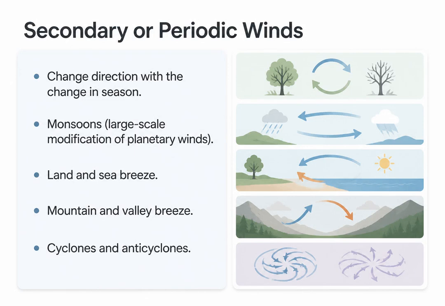Moving on from planetary winds, we have secondary or periodic winds. The defining feature of these winds is that they change their direction with a change in season or time of day. The most famous example of a large-scale periodic wind is the monsoon. Other examples include land and sea breezes, mountain and valley breezes, and even localized cyclones.